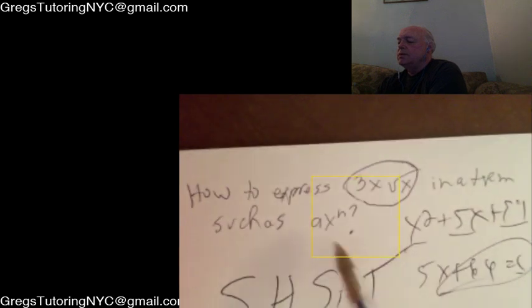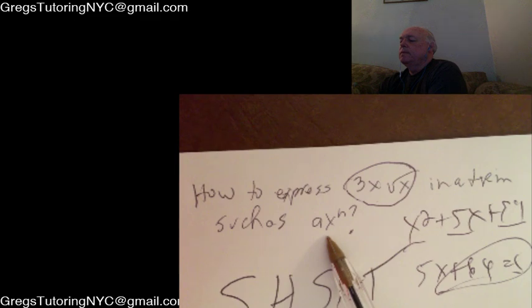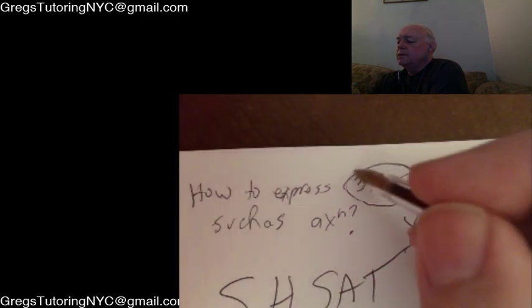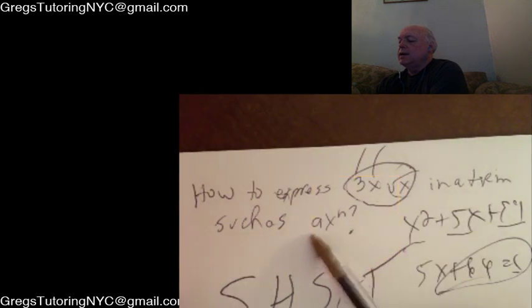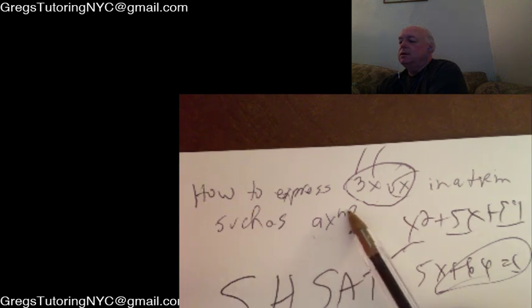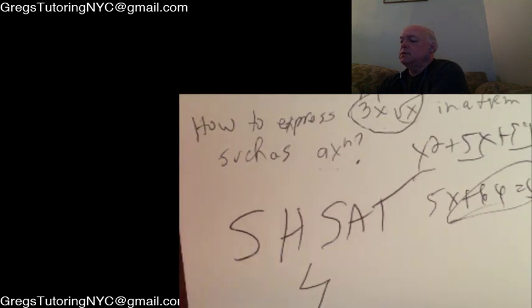So they're asking us, how can we express this term in a term that looks like this? In other words, we have the constant, x, and then the square root of x. How can we get it to be just the constant times x to a power? That's what the a is representing there. Let me rewrite it down here: 3 times x times the square root of x.